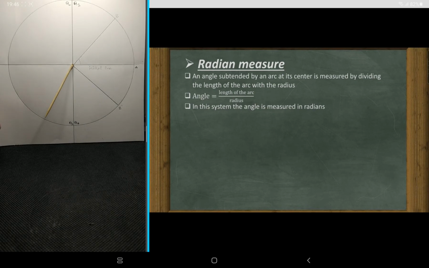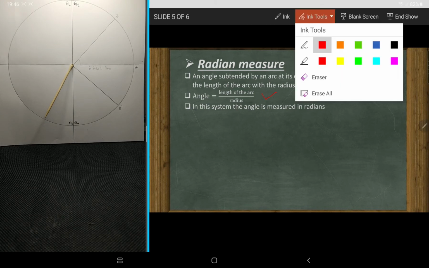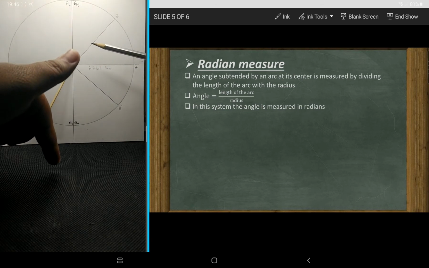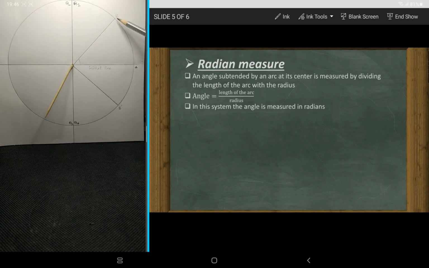So now, by dividing the length of this arc with the radius, where OA is a radius and OB is a radius of the circle, if we divide the length of BA with the length of OA, the radius, then that gives the angle in radians. Just now we measured in degrees. So if you want to measure in radians, you have to divide this length with the radius. You will get this angle in terms of radians, this different unit.